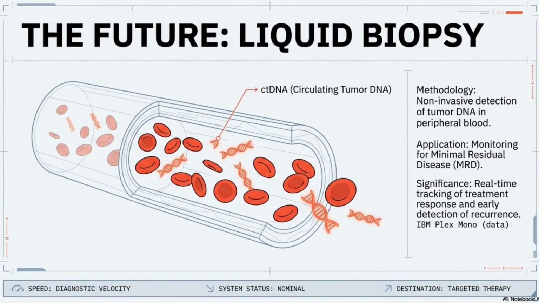Liquid biopsy. It is used for detecting ctDNA, which is circulating tumor DNA in peripheral blood. This is the future of monitoring minimal residual disease.